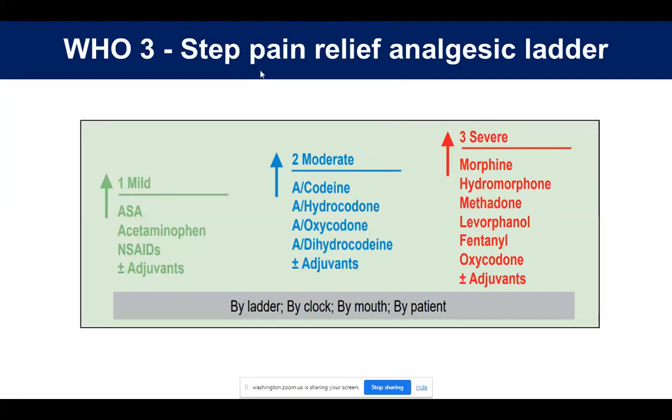The next step is the WHO pain relief analgesic ladder. Here, for mild pain, we use ASA, which is aspirin, acetaminophen, and NSAIDs. For moderate pain, we can use mild opioids: codeine, hydrocodone, oxycodone, dihydrocodeine. And for severe pain, we can use morphine, hydromorphone, methadone, and the like.